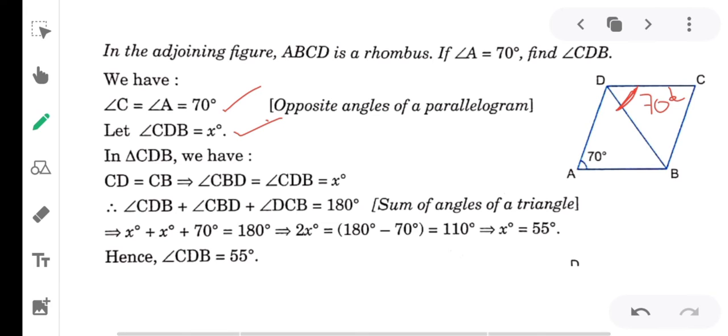And let angle CDB equal x degrees. Now in triangle CDB, CD equals CB, because this is a rhombus and all sides are equal. Then the angles opposite to equal sides are also equal, so angle CBD equals angle CDB. Clear? So angle CBD equals CDB equals x degrees, because we have taken CDB as x degrees.